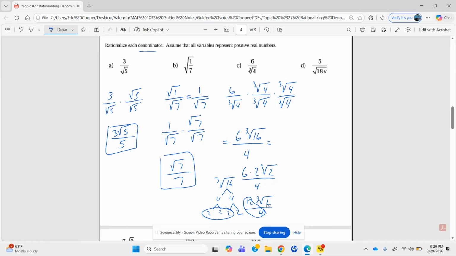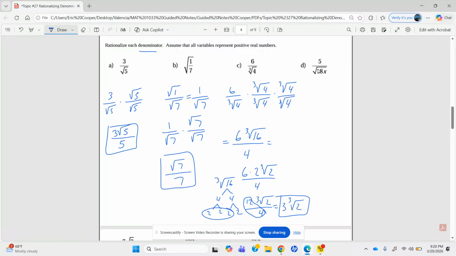Finally, we have this 12 over 4 on the outside. 12 divided by 4 gives me 3. So my final answer here would be 3 cube root of 2. So don't forget, we still have to check and see if we can simplify these as we do them.